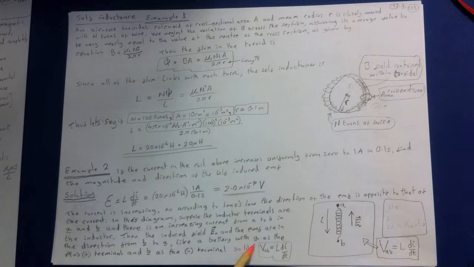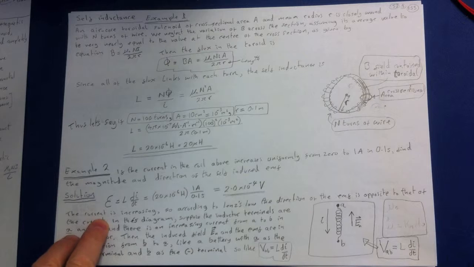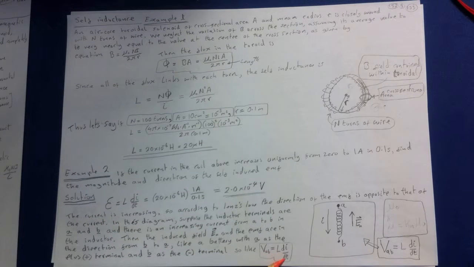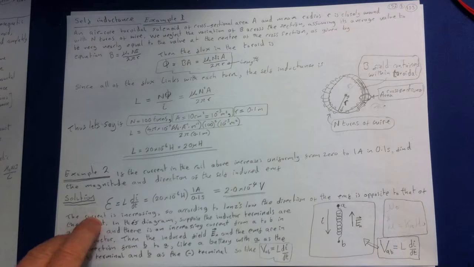That's like a battery, with A as the plus terminal and B as the minus terminal. So we can write V_AB equals L di by dt, like a battery with a plus terminal and a minus terminal. This last bit is very useful to remember when you're doing calculations: L di by dt is the EMF that's opposing the current that's increasing or decreasing.